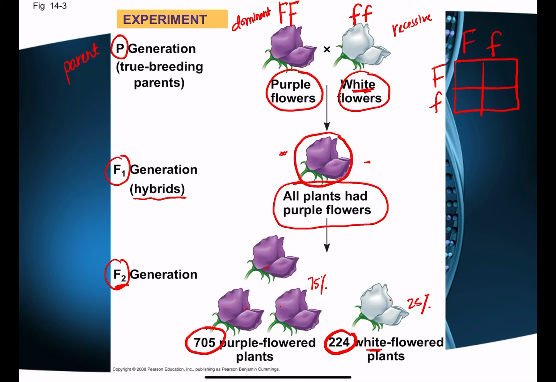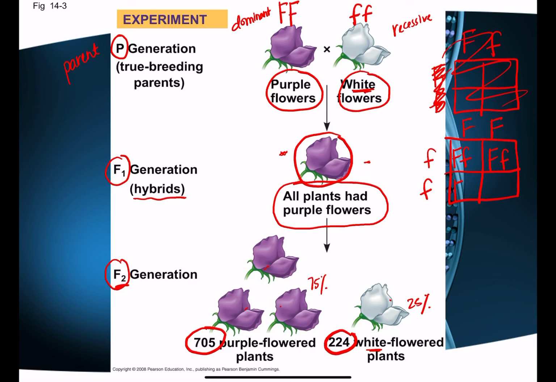Okay, so if we cross, except I wrote one of them wrong, so let me just scribble that out. I can't erase very well on this iPad. Okay, big F for purple daddy, and little f for white mama, okay? And we don't know if it's really mama or daddy. I just made that up, okay?